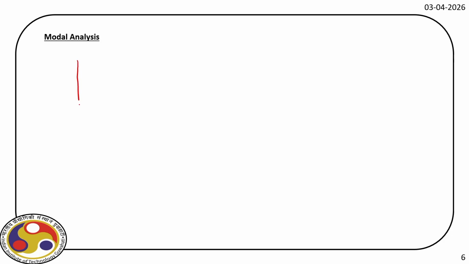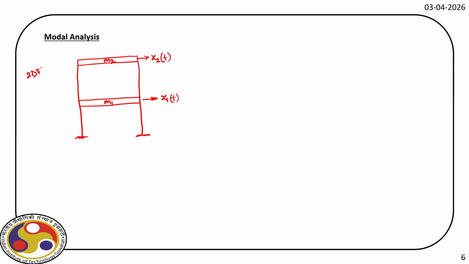For that, again, let us revisit the portal frame that we earlier considered. But in this case, we'll have two stories. The first one is mass 1 and the second one is mass 2. Obviously, we need x1 of t and x2 of t to define the deformed shape, and hence it is a 2 degree of freedom system.